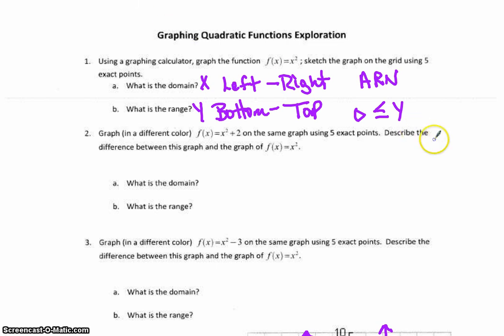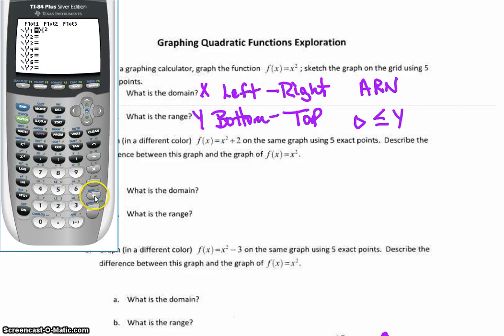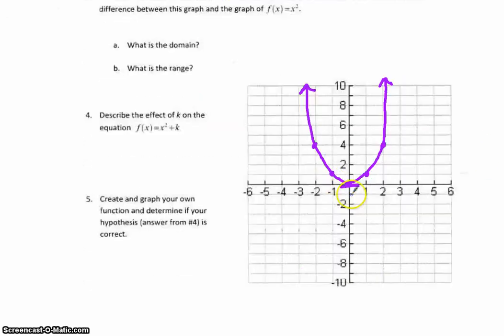So now it wants you to graph in a different color. I don't really care if you change colors or not. I'm going to make it easier for you to see what's happening. f of x is equal to x squared plus 2. So we're going to say x squared plus 2. Go to your table. And we've got negative 2, 6, negative 1, 3, 0, 2, 1, 3, and 2, 6. So let's plot those points. And if you drew your line, it would look something like this.